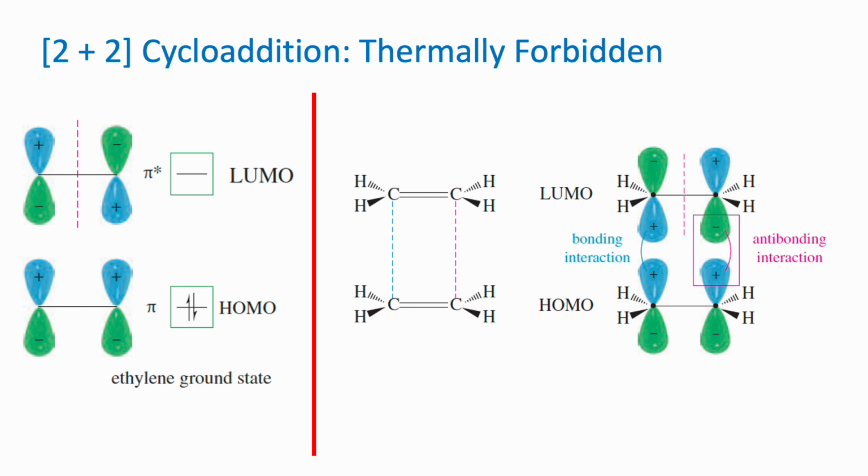Okay, so the reason the 2+2 cycloaddition is thermally forbidden is because the orbitals don't line up right. We went over this at length when we talked about the 4+2. We calculated the symmetry of the HOMO, we calculated the symmetry of the LUMO, and we saw that they were a good match for each other so that they could have two bonding interactions and form a 6-membered ring.